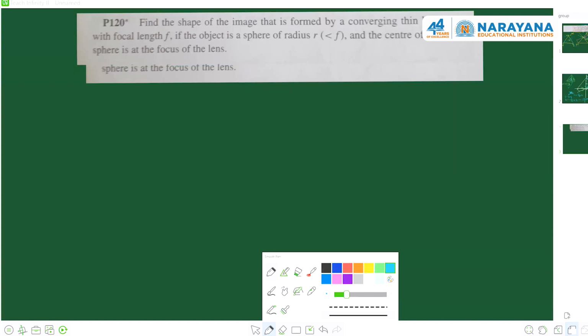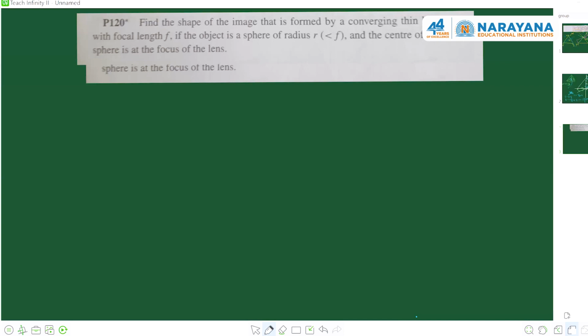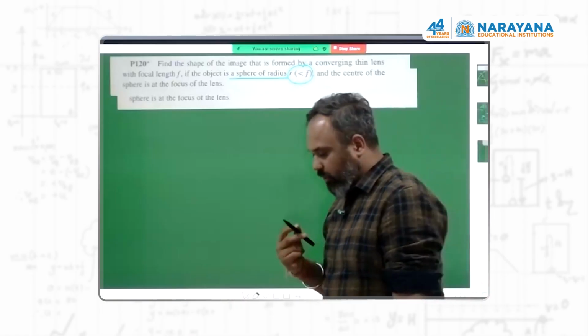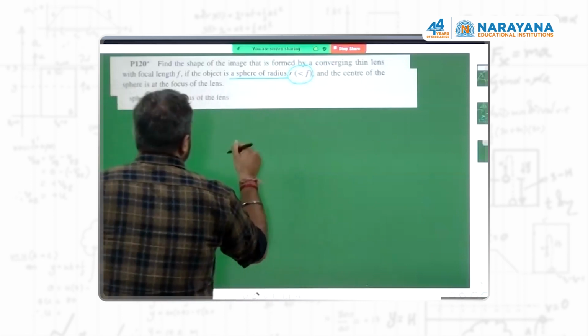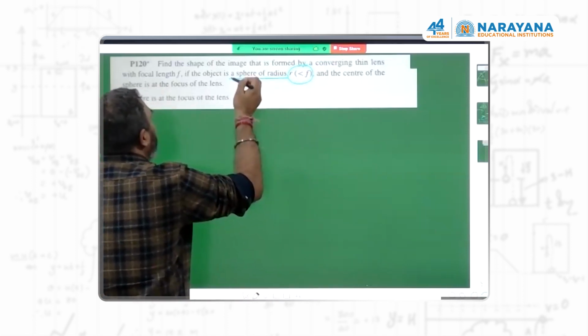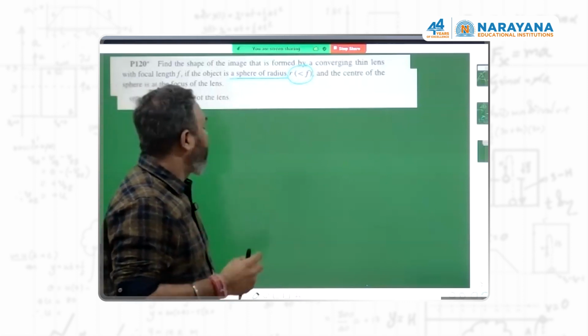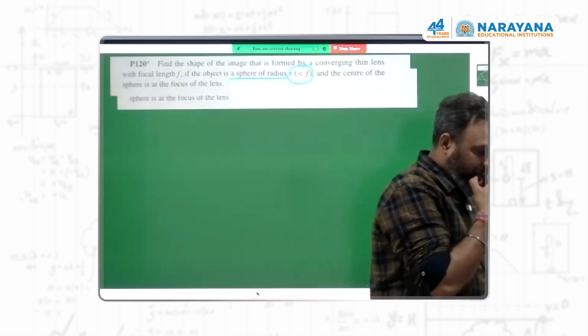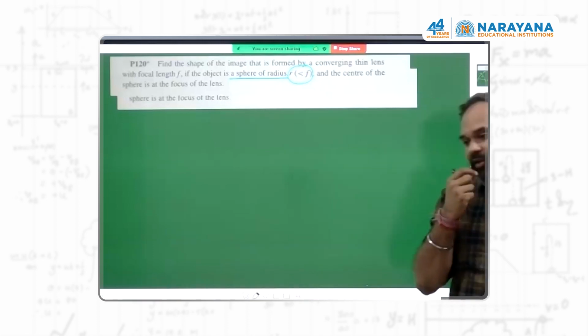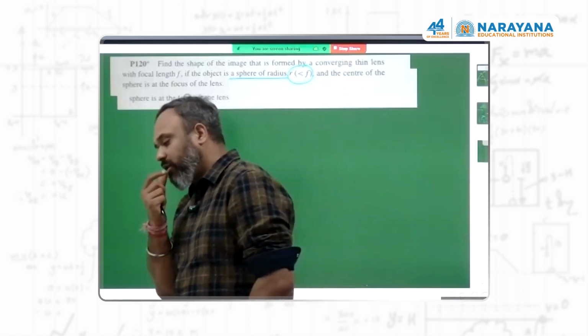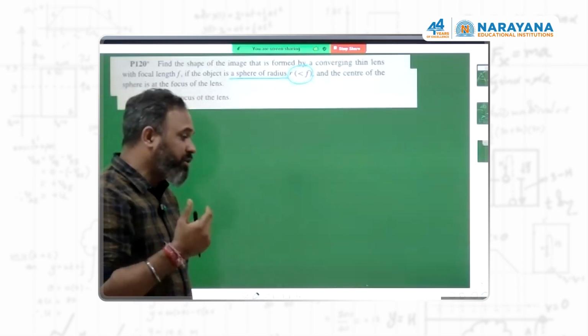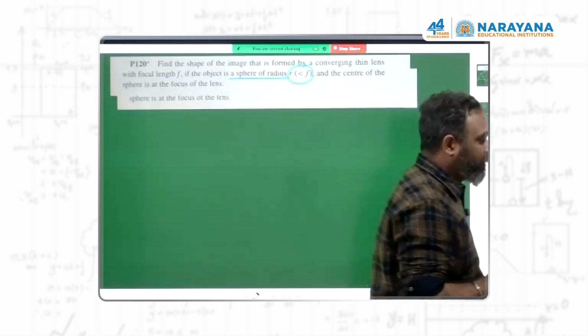thin lens of focal length f if the object is a sphere of radius r, which is less than f, and the center of the sphere is at the focus of the lens? There is one assumption while this question is put up. All the rays which are starting from any of the points on the periphery of the sphere, while they come out of the object, the sphere itself, the refraction which is happening within, that you have to neglect.